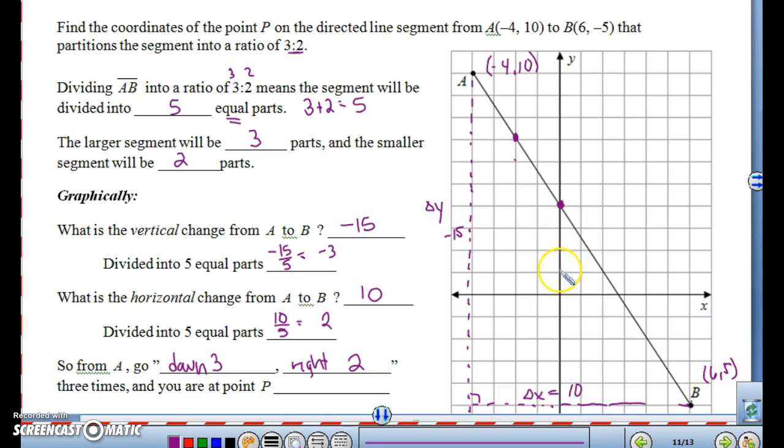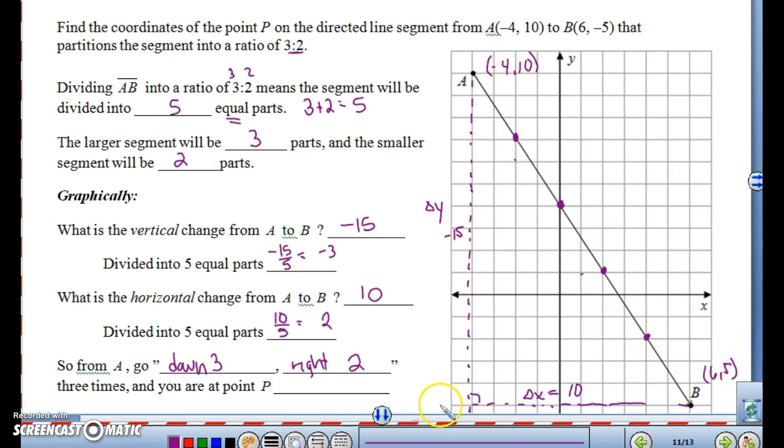Repeating that, down 3, right 2, and again, down 3, right 2. And we have now the segment divided into 5 equal parts. 1, 2, 3, 4, 5.